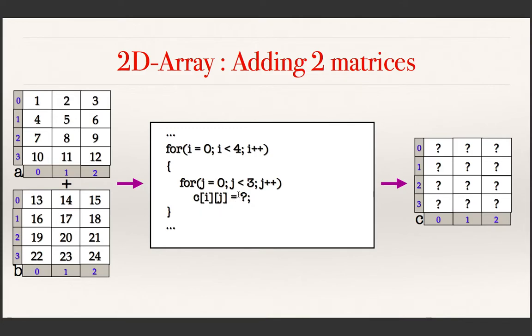But we need to find what will give you Cij for each i and j here. Look at some examples. So this is C00. So what will be the value? It's nothing but the sum of these values, right? That is A00 plus B00. So that's it.